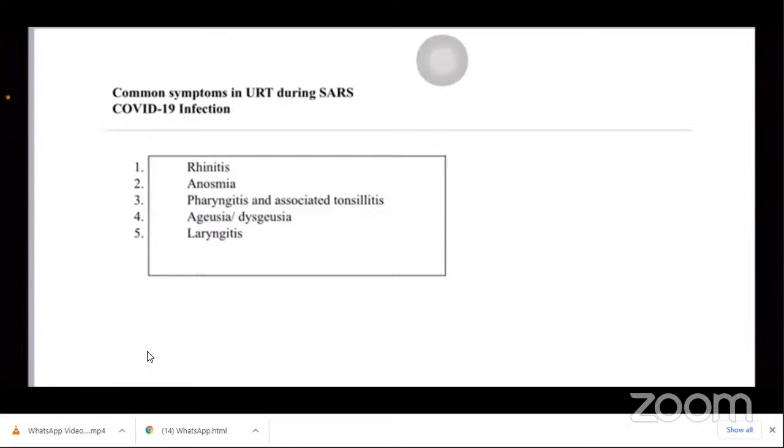Now, when we speak about the symptoms of the upper respiratory tract during the SARS-CoV-19 infection, the first symptom is rhinitis. The second symptom is anosmia, that is loss of smell. Third is pharyngitis and associated tonsillitis, and this can even get associated with dry cough. The fourth symptom is ageusia or dysgeusia. And the fifth symptom is laryngitis.